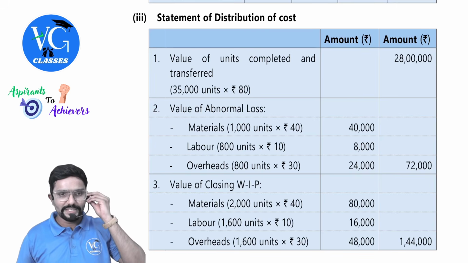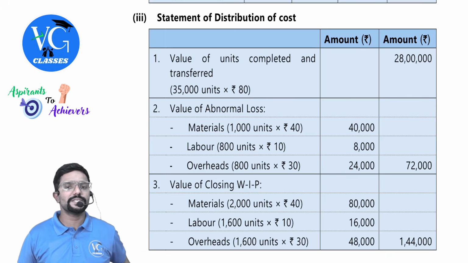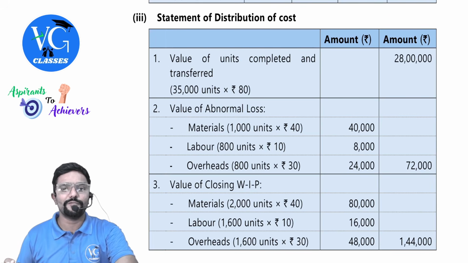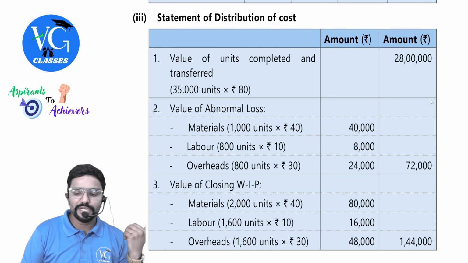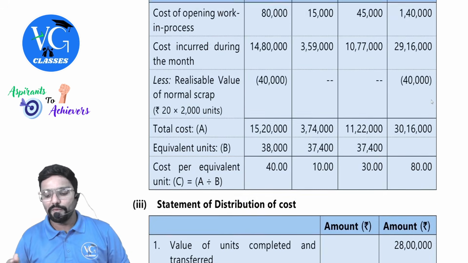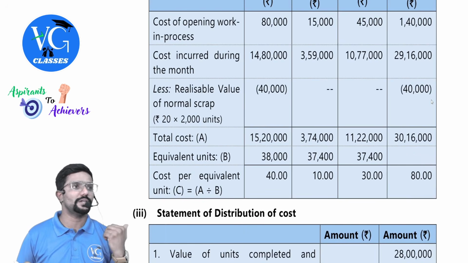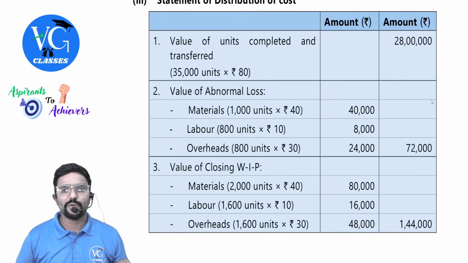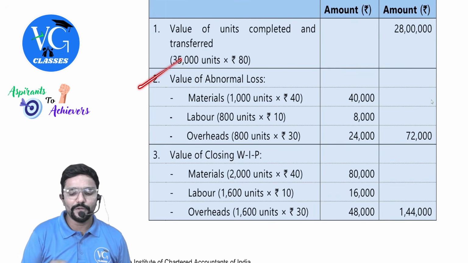We'll now do the third one, that is the statement of distribution of cost, which is nothing but the statement of evaluation. In the first one, the value of output is the number of units into the equivalent cost per unit, the total. Sir, should we show it element wise? Not required. Yes, sir, 28 lakh.